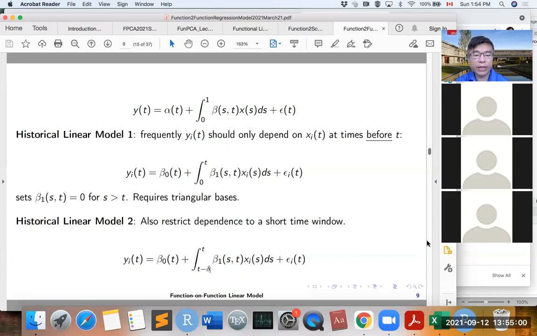The second way is that actually we have one recent paper to estimate this delta automatically. So we can get a sparse estimator for the beta(s,t), and we can identify this delta automatically. So we will find out in which range the beta(s,t) will be equal to 0. Yes. Thank you. Yes, that's a very good question.